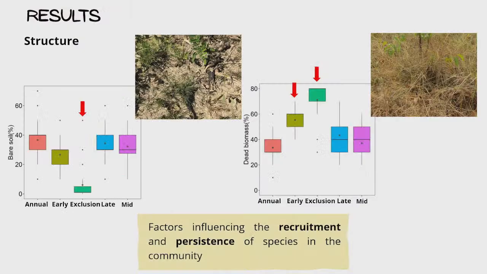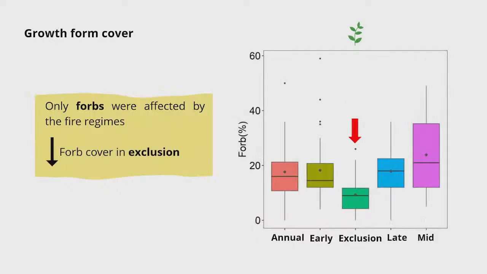Now our findings. About community structure, bare soil percentage was lower in exclusion plots, and biomass was higher in early and exclusion plots. Both are important factors in recruitment and persistence of species in a community. Among growth form cover, only forbs were affected by fire regime, with exclusion plots showing lower forb cover than other treatments.